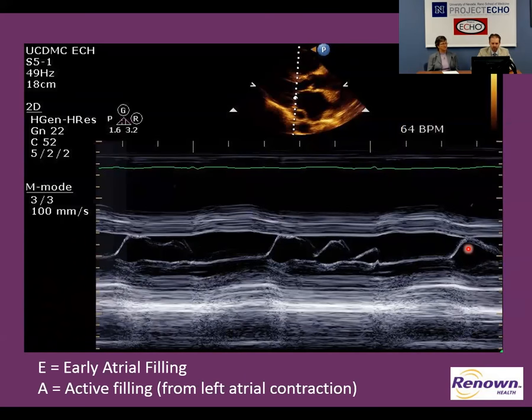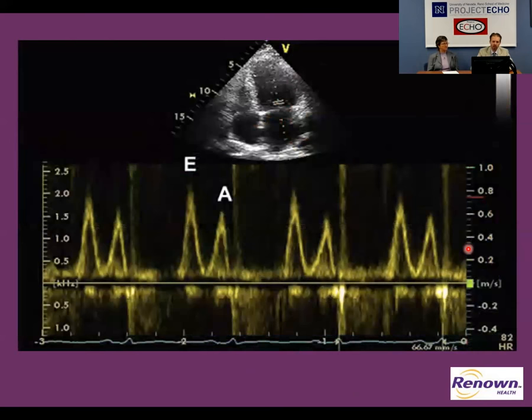So here's the E wave, there's the A wave, and you can visualize that if you do some high fidelity imaging via M mode of the mitral valve, you can actually see that happening in real time. Alternatively, you can put a Doppler probe across the tip of the mitral valve leaflets, and you can measure the velocity of early filling and atrial contraction. And this is the predominant way that we would define diastolic function 5 years ago.